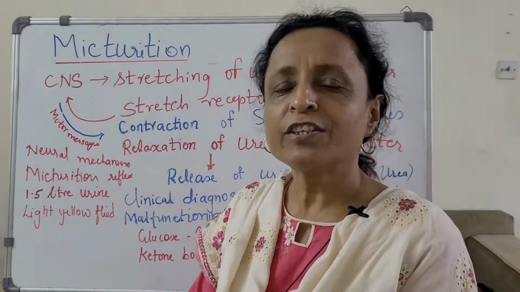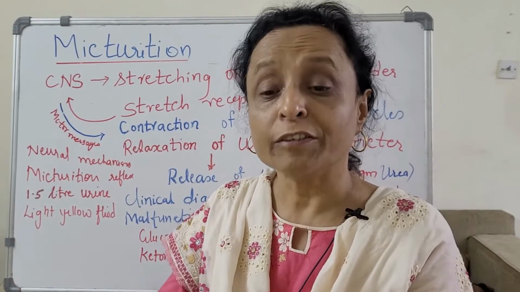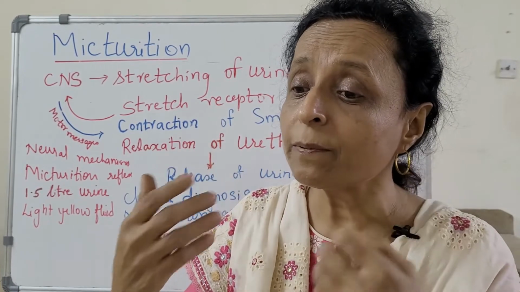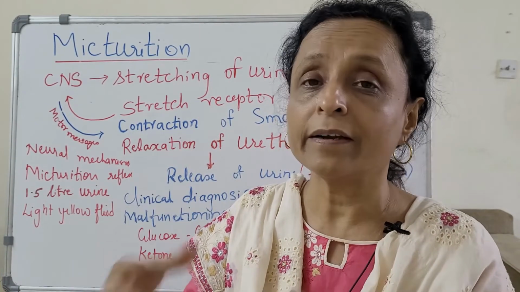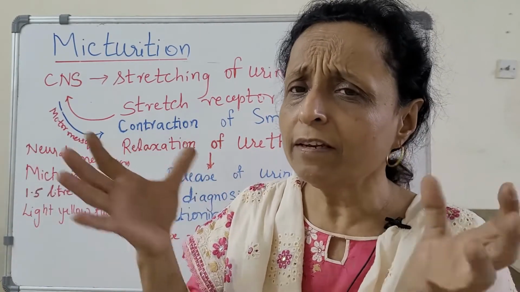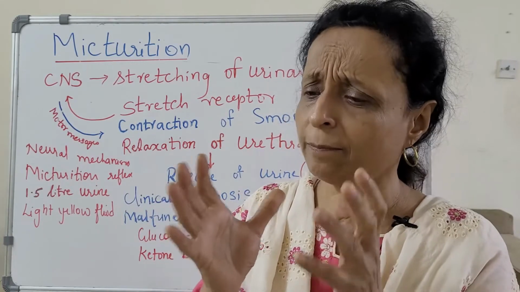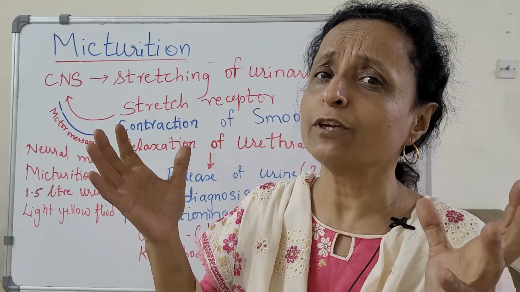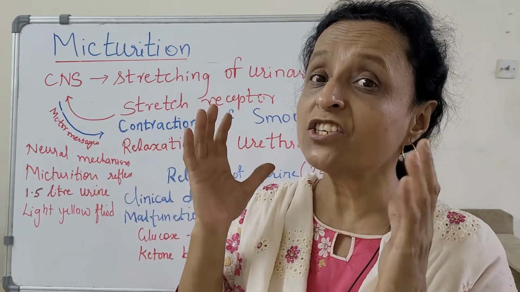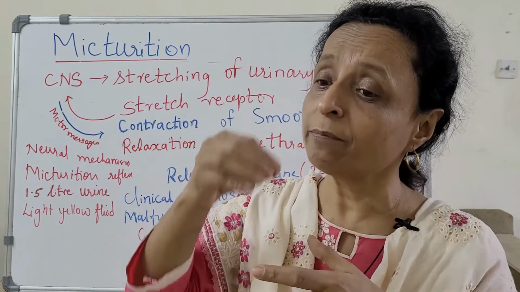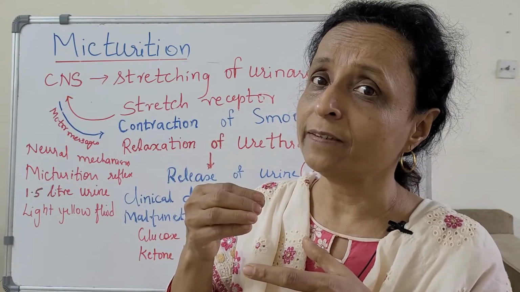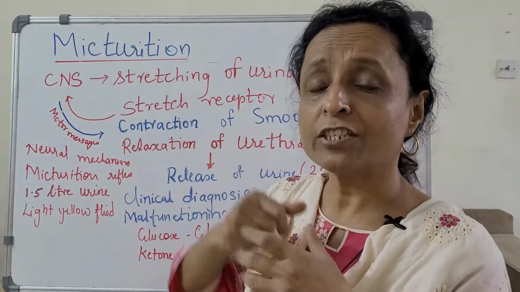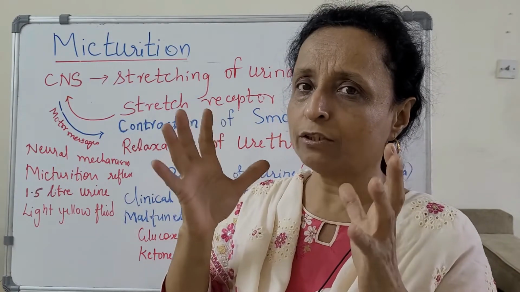Now, micturition is the process of release of urine. Now, how does the urine get passed through the urinary bladder? It is collected from the nephron in the urinary bladder. The bladder is a bag-like structure which gets stretched due to the collection of the urine. There are stretch receptors present on the urinary bladder. They send a message to the central nervous system that now the bag is full, it has to be released.